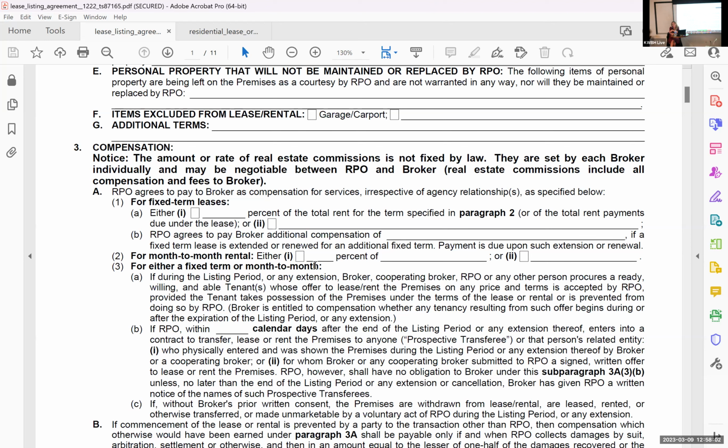Think about this. How are you going to lease something without professional photos? Good professional photos are in the $300 to $400 range, right? Yeah.